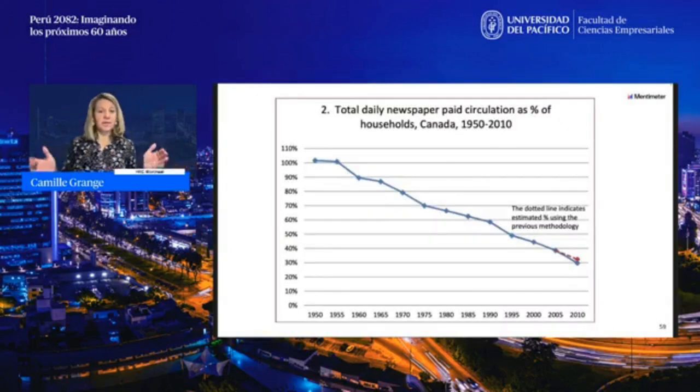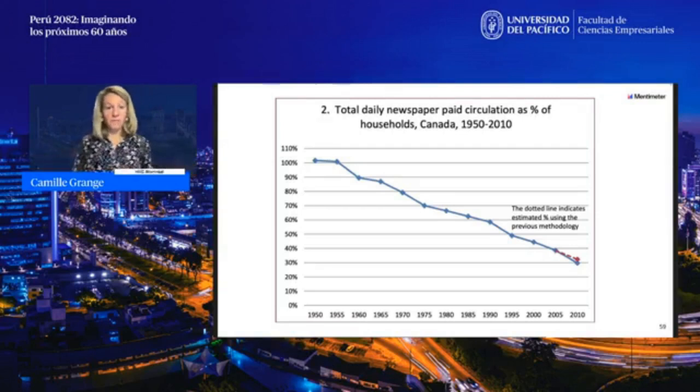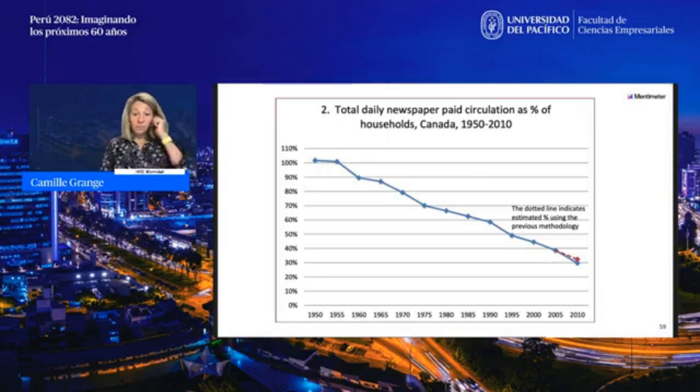Here we look at a 60-year evolution of paid circulation of all Canadian dailies. And what we see is that paid circulation was equivalent to more than 100% of households in the 1950s. And then by 2010, it was about 30%. So it's interesting because newspapers stopped following population growth a long time ago. Looking at this particular metric, we see signs of a problematic situation, and that started way back in time, way before we started talking about the digital revolution.